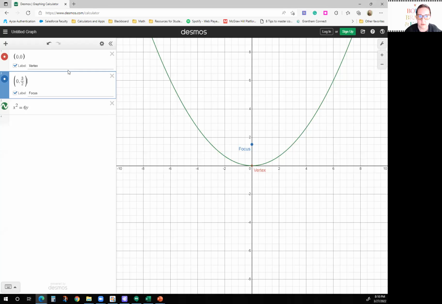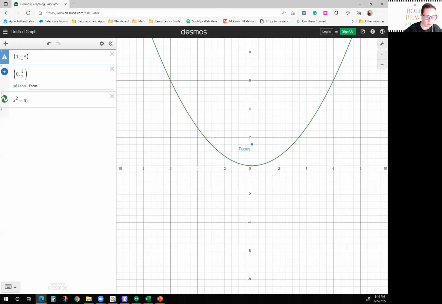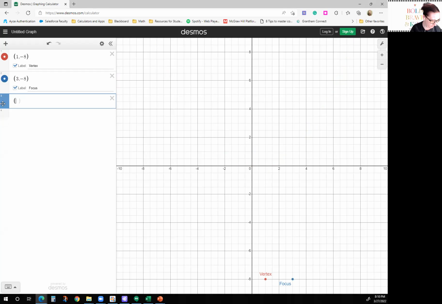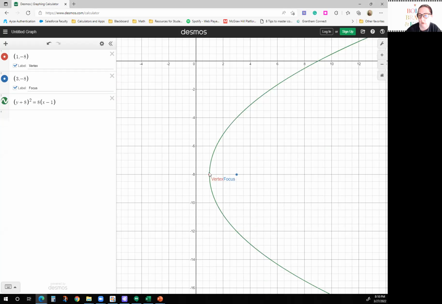So if I go back to Desmos, now our vertex is 1, -8. Focus 3, -8. And then our formula, y plus 8 squared equals 8 times x minus 1. So, looks like my picture. We've got our vertex, we've got our focus, and it's curving around that focus.